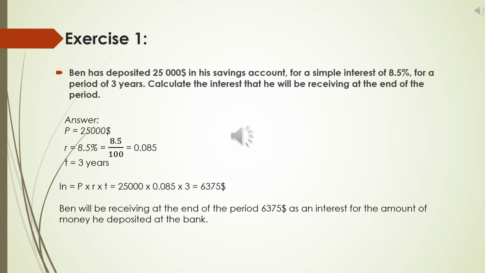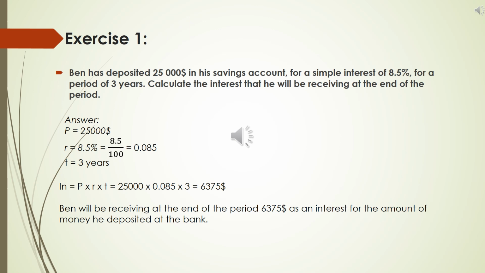So now that you have the 3 components, you can start to calculate the interest. $25,000 times 0.085 times 3, and this is the amount that Ben is going to be receiving at the end. Okay, so let's move on to the next part, and we're going to see what we have.